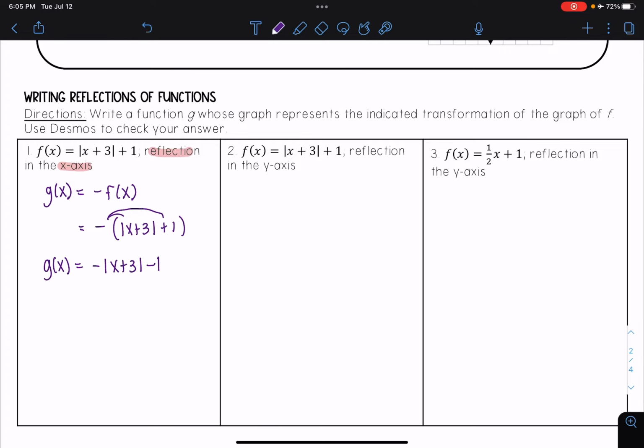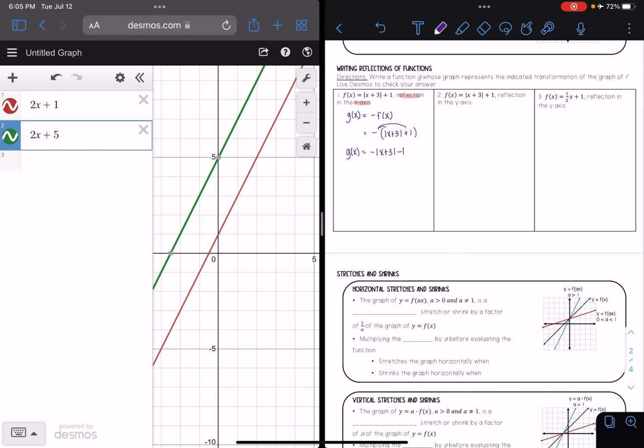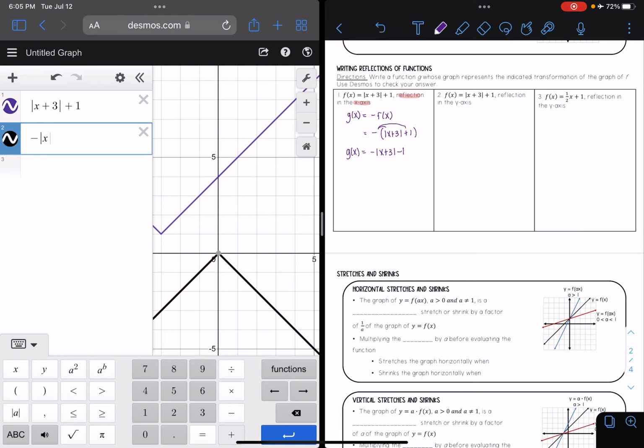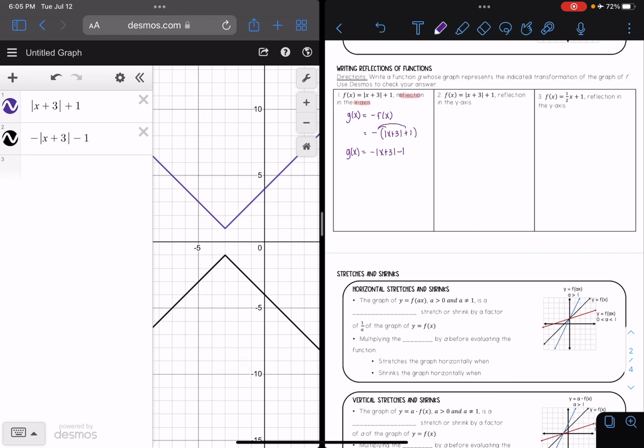And we can go ahead and check this with Desmos. So going over here, I can type in my f first. So I have the absolute value of x plus 3, plus 1. And then for my reflection, I have negative absolute value of x plus 3, minus 1. And looking at that graph, I do see that it is reflecting across the x-axis.